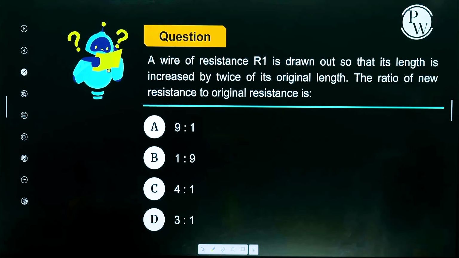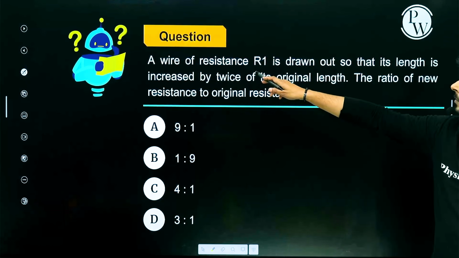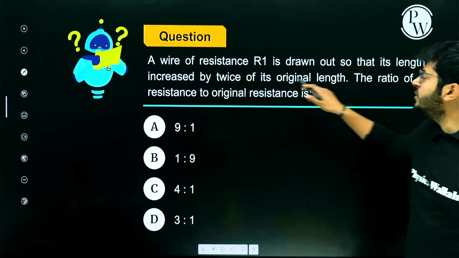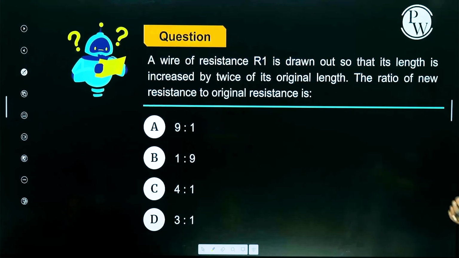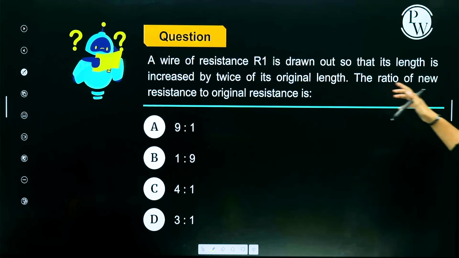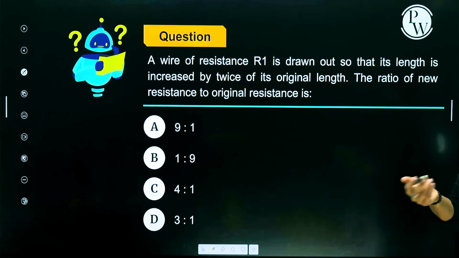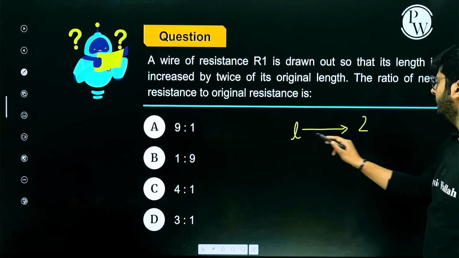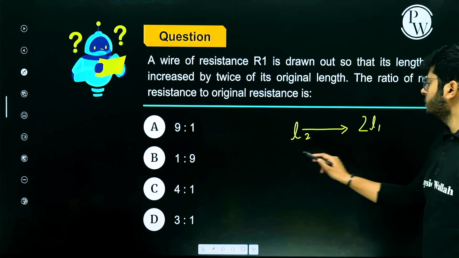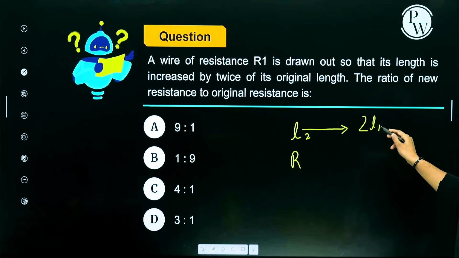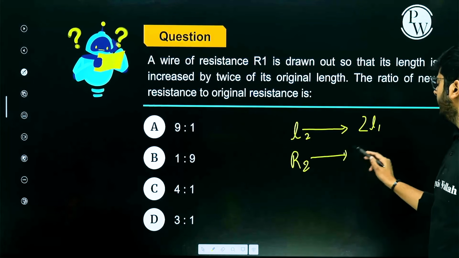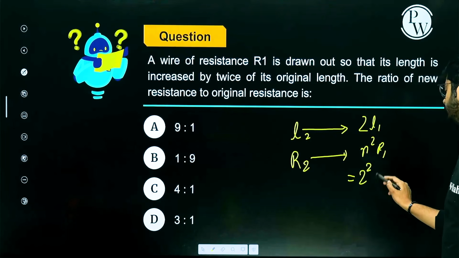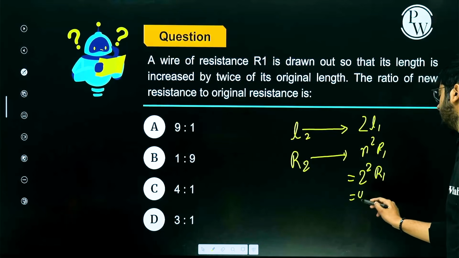Now let us move on and talk about the next part, which is this. The resistance of the wire is R1, and it is drawn out so that the length becomes twice the original length, right? The ratio of new resistance to the original resistance is. Because the length is becoming 2 times, if the length becomes n times, resistance becomes n square times. That is 2 square times, which is 4 times, right?